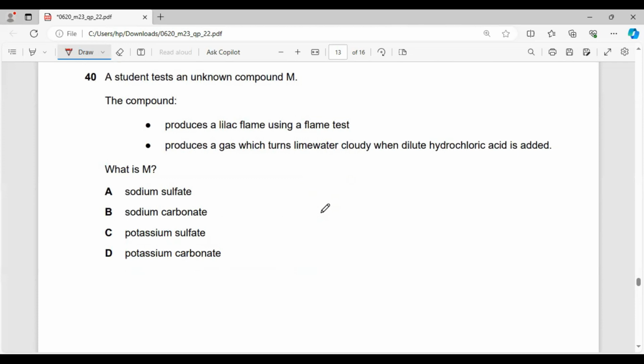A student tests an unknown compound M. The compound produces a lilac flame using a flame test, and produces a gas which turns lime water cloudy when dilute HCl is added. In this case, from the lilac flame, it confirms that potassium is present, so option C and D can be correct. From the second part, it produces a gas which turns lime water cloudy, so it is a carbonate. So option D is correct.